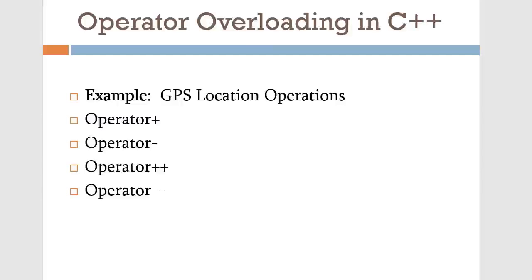We'll see some examples of operator overloading functions. We'll see four different operators: plus, minus, plus plus, that is increment, and decrement. We'll overload all these four operators and see how they work with overloading. We'll take the example of GPS location operations to illustrate the overloading of operators. So let's begin.